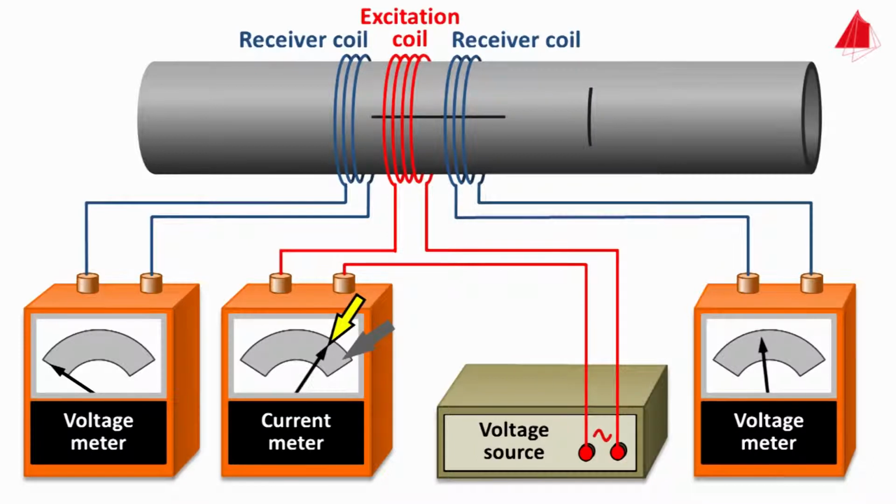As soon as the excitation coil reaches the left end of the longitudinal saw cut, the current consumption decreases. The reason for this is the longer path of the eddy current. Because the eddy current now flows partly underneath the right receiver coil, its alternating magnetic field induces a voltage there.